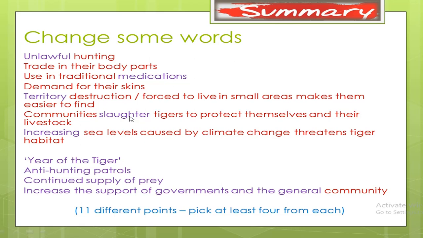We can make so many changes that are not mentioned. I have explained it as an example only. You have to use as many changes as possible, as many alternative words as possible, which will enhance your answer and help confirm getting full marks. And here we can see Year of the Tiger. It is mentioned as it is. Anti-hunting patrols, continuous supply of prey, increase the support of government and general community.